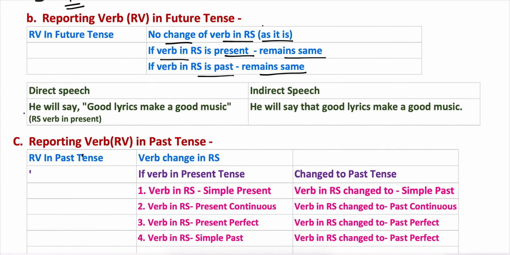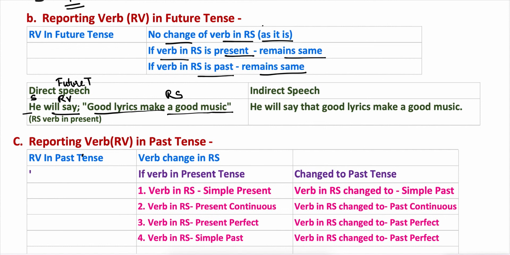So he is the speaker, will say is the reporting verb. So will say tells us that the reporting verb is in future tense. And good lyrics make a good music is the reported speech. So what is the condition?